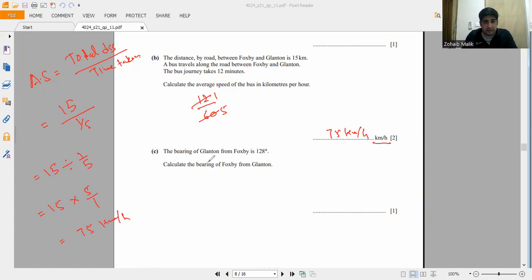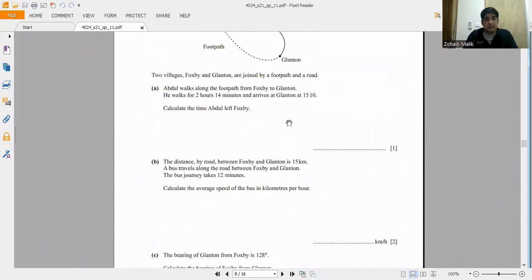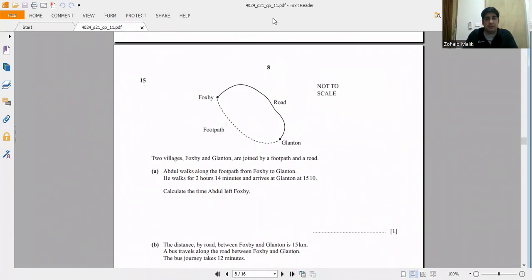The bearing of Glanton from Foxby is 128 degrees. Calculate the bearing of Foxby from Glanton. It means we need to find the reverse. For this, we need to see the diagram. The bearing of Glanton from Foxby is 128.